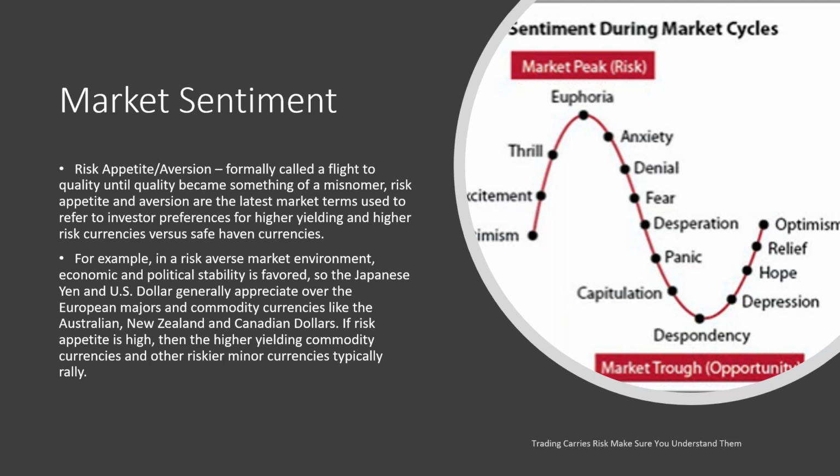So for example, in a risk-averse market environment, economic and political stability is favored. So the Japanese yen and US dollar generally appreciate over European majors and commodity currencies like the Australian, New Zealand, and Canadian dollars. If risk appetite is high, though, that means people are willing to take on high risk because they want to make higher profits. And that's also seasonal. Then the higher yielding commodity currencies and other risky minor currencies typically rally.